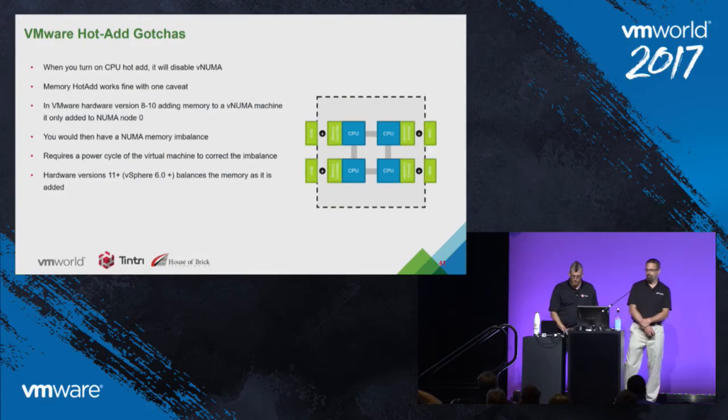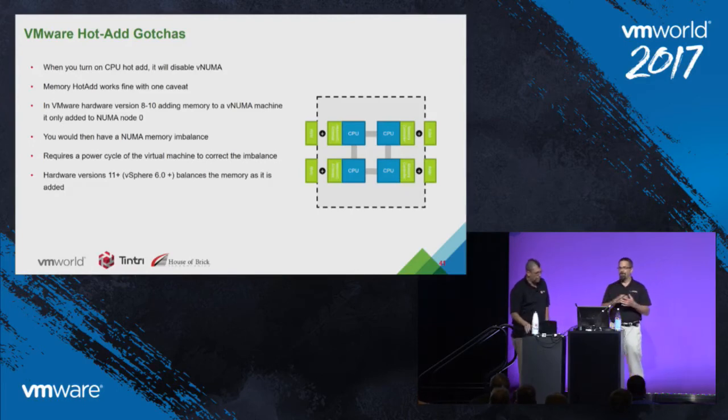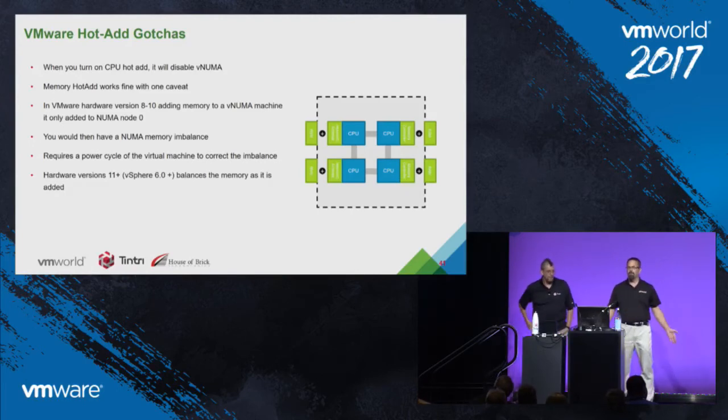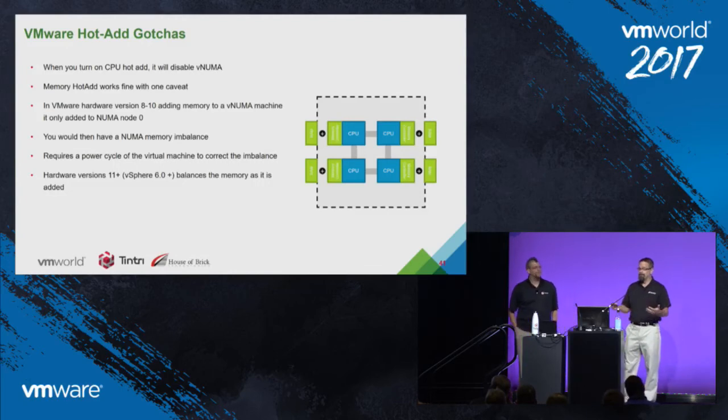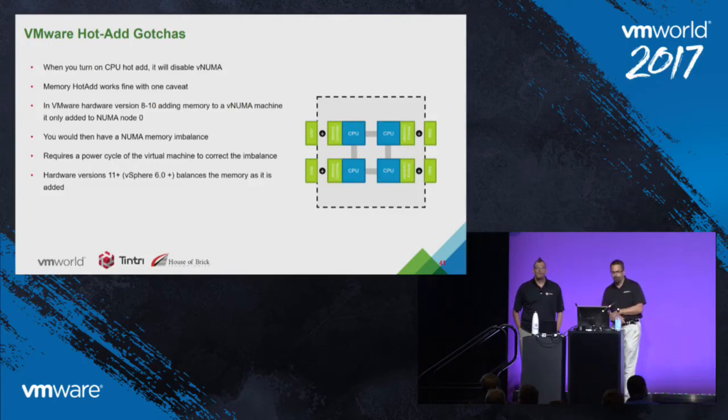So hot add gotchas. When you turn on hot add CPU, it will disable vNUMA. So if you happen to have it on a machine that's got 12 vCPUs in it, it's not going to have it. So what happens is the machine's going to schedule. The Windows OS doesn't know there's NUMA underlying it, so the VSX is still going to use NUMA because it has to, but it won't be able to optimize the threads to be on the right memory. So basically, if you're going to have a large virtual machine, you need to turn off hot add CPU.